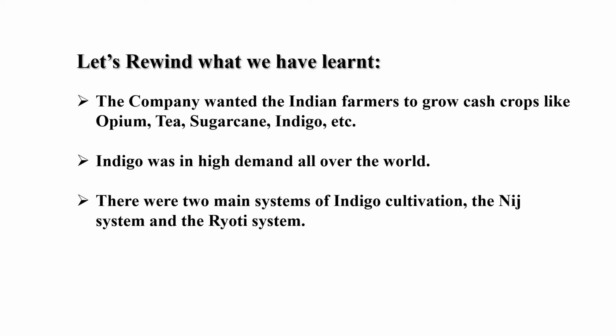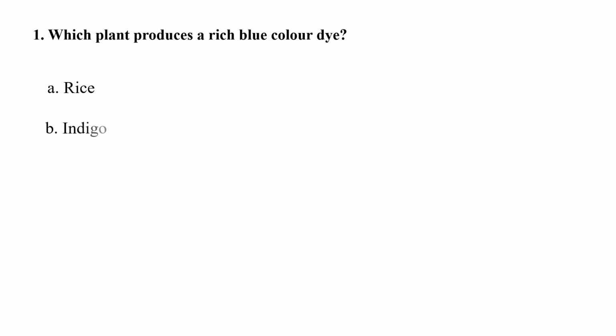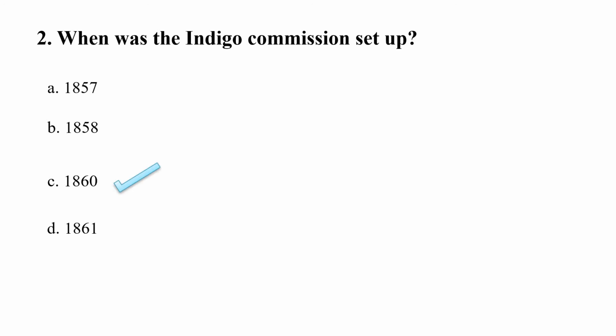Let us see what you have grasped today. Here are some questions for you. Your question number 1 is, which plant produces a rich blue color dye? Your options are A. Rice, B. Indigo, C. Bamboo, D. Opium. And the correct answer is B. Indigo. Your next question is, when was the Indigo Commission set up? The options are A. 1857, B. 1858, C. 1860 or D. 1861. And the correct answer is C. 1860.